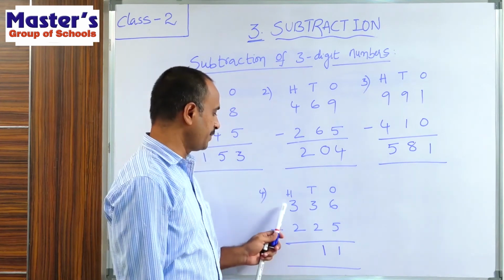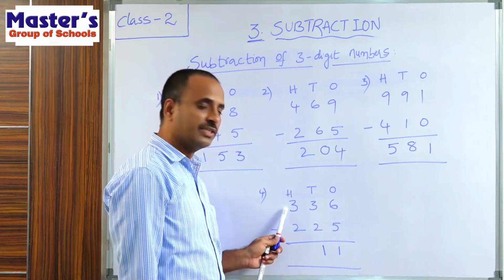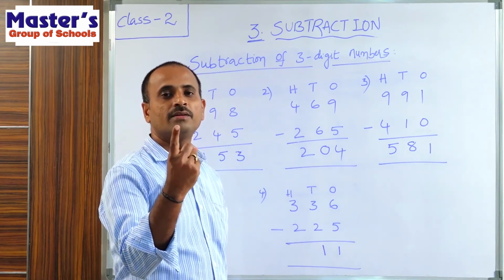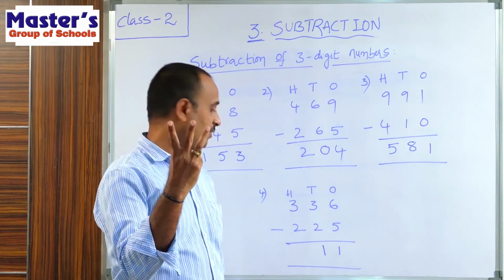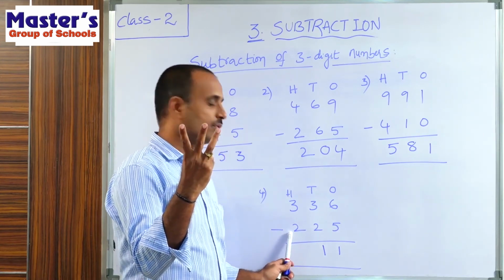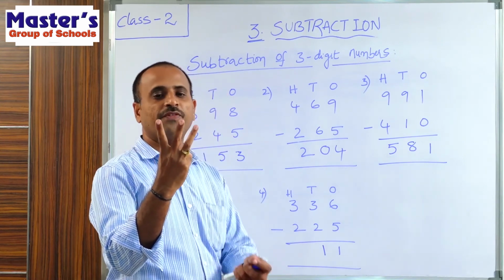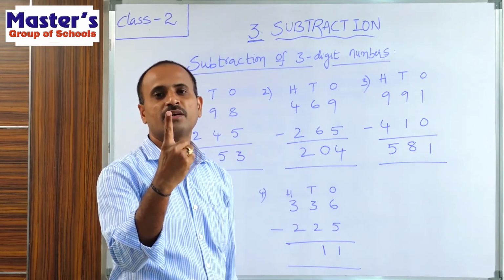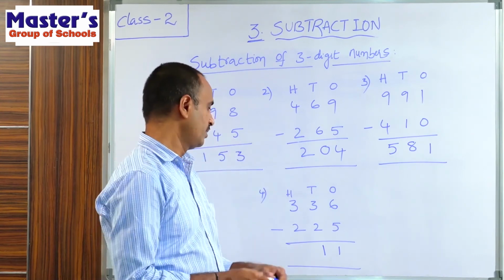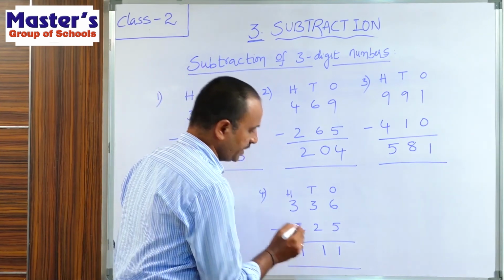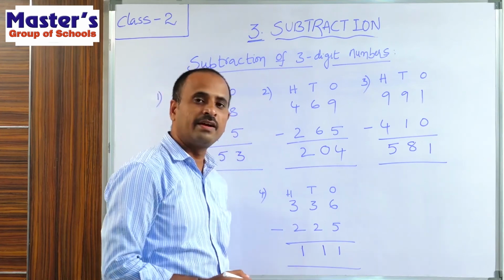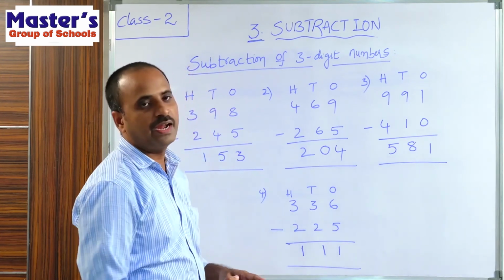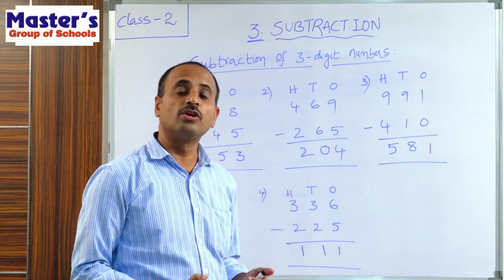So subtract the digits present in the hundreds place. The first digit is 3. So open 3 fingers of your hand. 1, 2, 3. And what is the second digit? 2. So close 2 fingers in these 3 fingers. So close 2 fingers. 1, 2. So how many fingers are left? 1 finger is left. So write 1 under hundreds place. The answer is 111. So this is, children, how to subtract 3-digit numbers without borrowing.